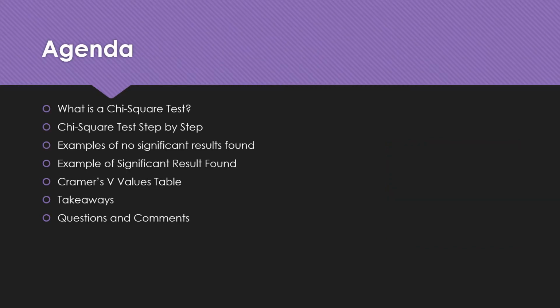Independence. Today's agenda includes several items: what is a chi-square test, chi-square test step by step, an example of a not significant result found, an example of a significant result found, a Cramer's V values table, some takeaways, and questions and comments.